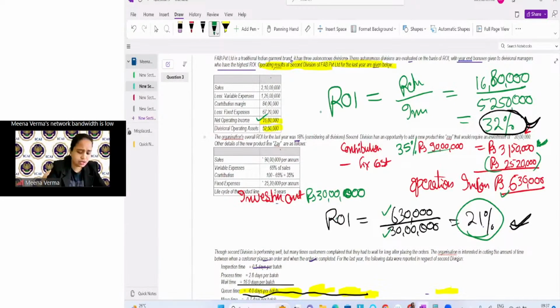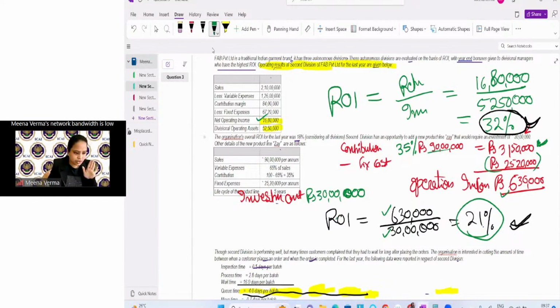How it will reduce? Let me show you how the return on investment will get reduced if the company will introduce a new product line. So see, earlier return on investment was this. Earlier, if the company do not introduce a new product line, the company's profitability was this. If the company do not introduce a product line, the company's profit was only this. So company's profit if the new product is not introduced.